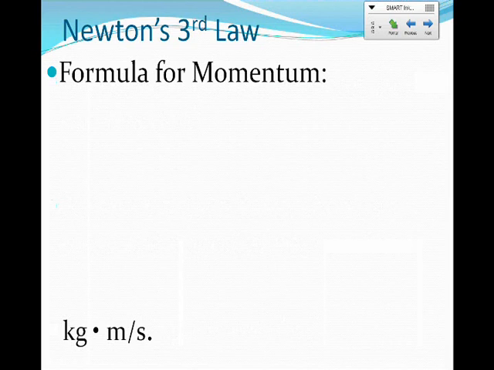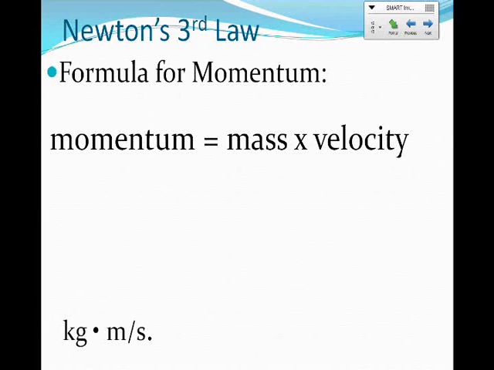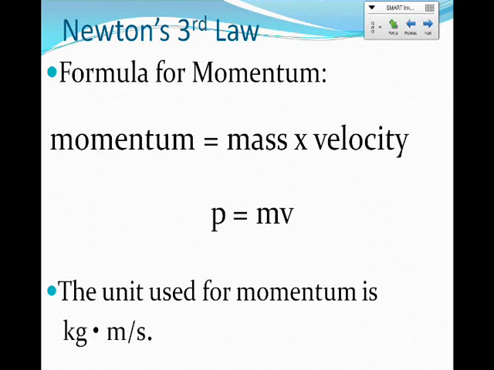Now, Newton's third law is all about momentum, and so we're going to calculate momentum. The formula for momentum is mass times velocity, and P is what we use to represent momentum. I know that's weird, but we couldn't use M because the small m is mass, and so we can't use the same letters. So P is used to represent momentum, and then mass times velocity. Now, the unit used for momentum is kilograms times meters per second, which is exactly the SI unit for mass and velocity.